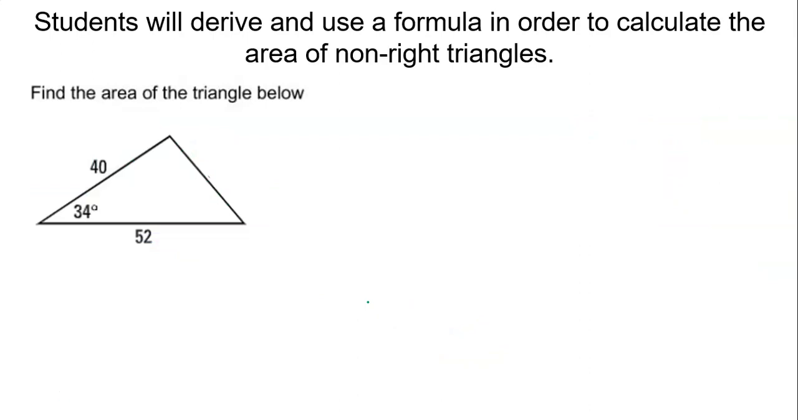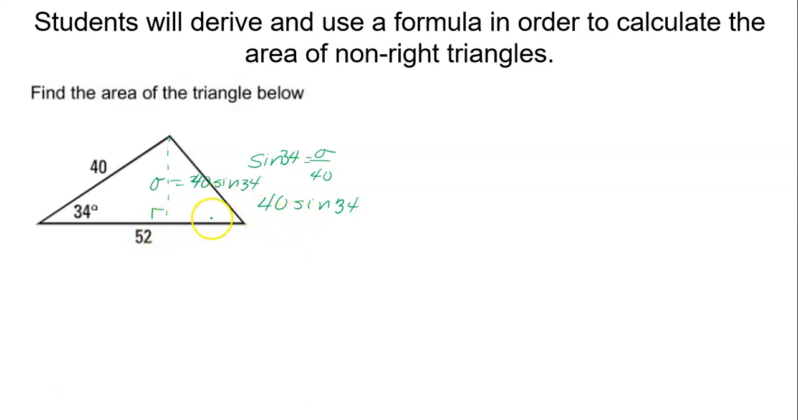Now what happens here? Well, what happens here is we don't know the height, but we do know our base is 52. So if we were to find the height of this triangle, this side is the opposite. This is our hypotenuse. So when we do that, we would be doing the sine of 34 equals the opposite divided by our hypotenuse, which is 40. So we'd have 40 times the sine of 34. So that's what O would equal.